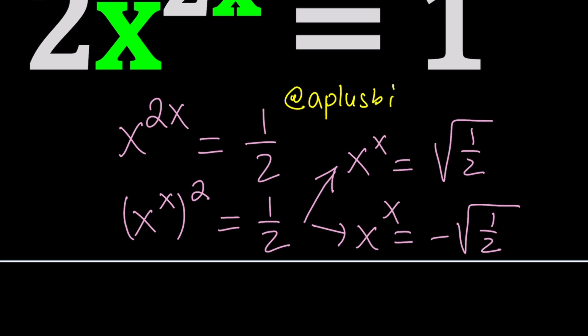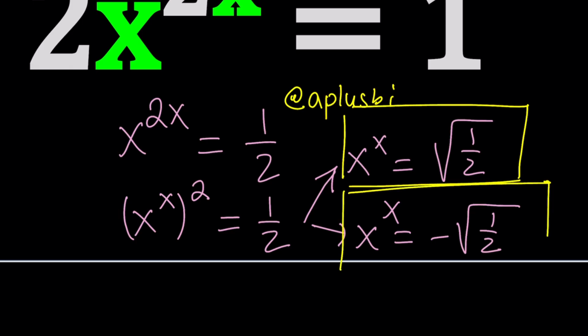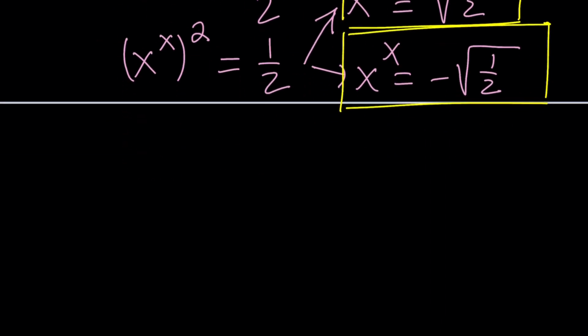So, what are we getting from here? We're getting 2 different equations, but we have to be careful. Can x to the power x be negative? Do you know what x to the power x looks like? Do you know the graph of it? Well, we've done that graph quite a few times, so hopefully you'll remember.